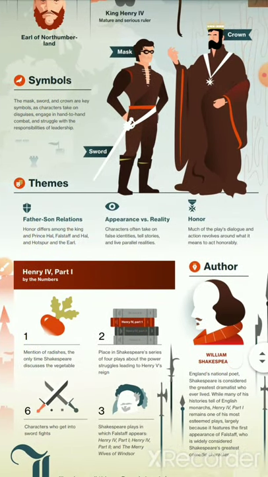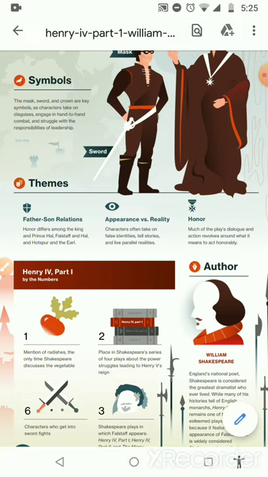Then moving on to the themes, we have father-son relationships, appearance versus reality, and honor. In father-son relationships, we know that honor differs among the king and Prince Hal, Falstaff and Hal, and Hotspur and the Earl. In the appearance versus reality theme, the characters often take on false identities, tell stories and live parallel realities.